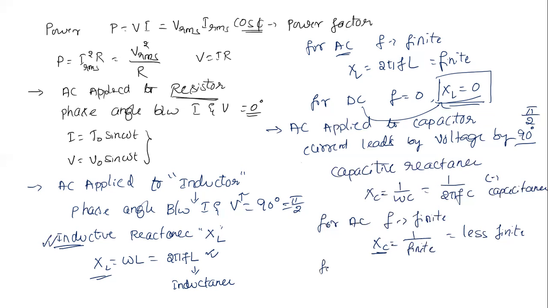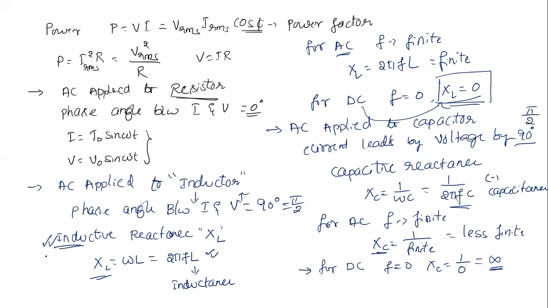But look at DC now. For DC, frequency is 0. If I use this formula, XC becomes 1 by 0. 1 by 0 means infinite, right? So it will oppose the flow of DC current. If you have taken a capacitor, it blocks DC and allows AC. Because of infinite resistance it blocks DC, and because of less resistance it allows AC.